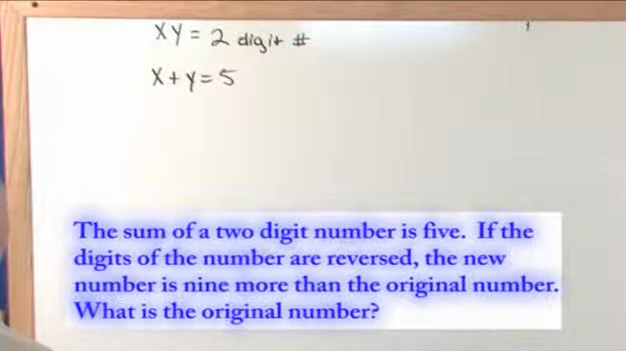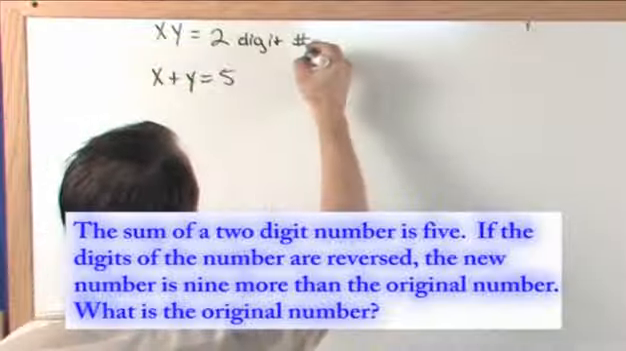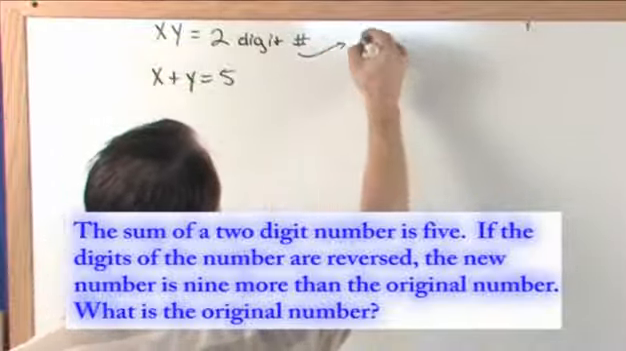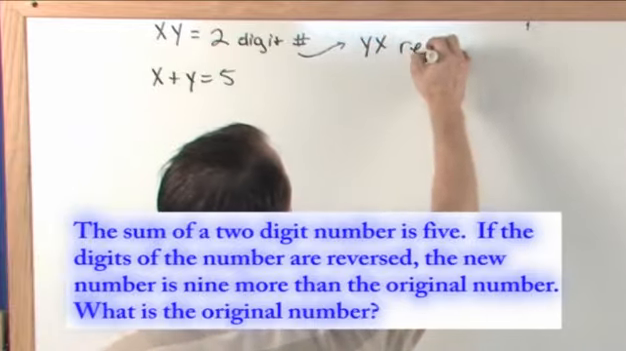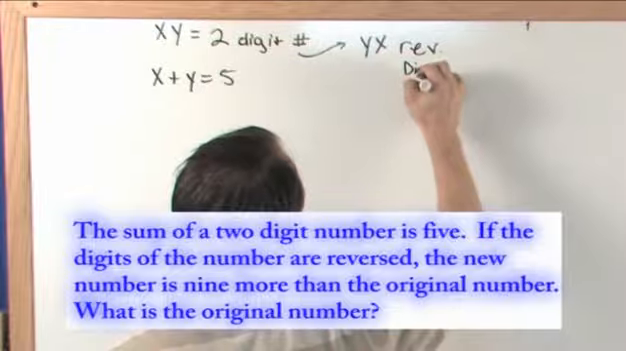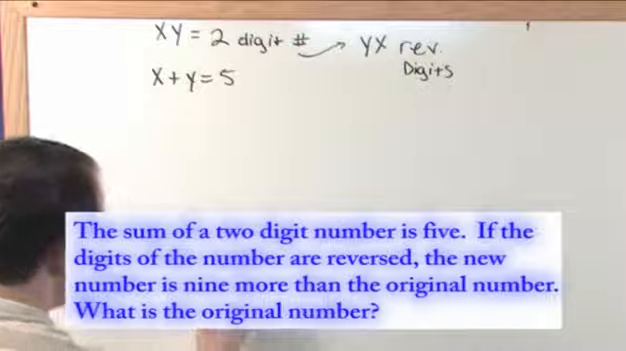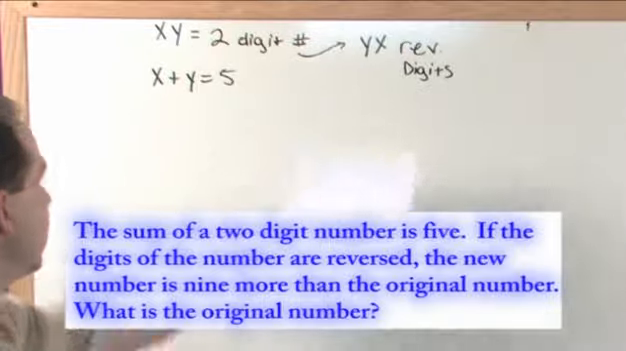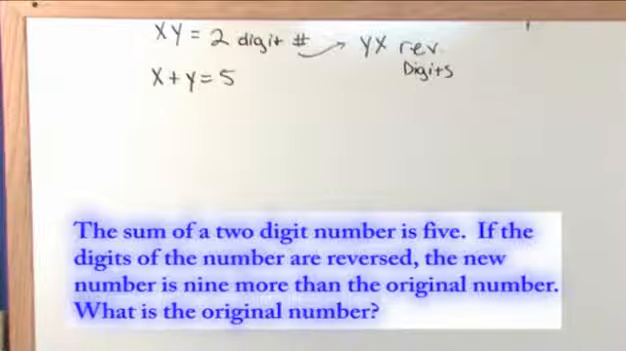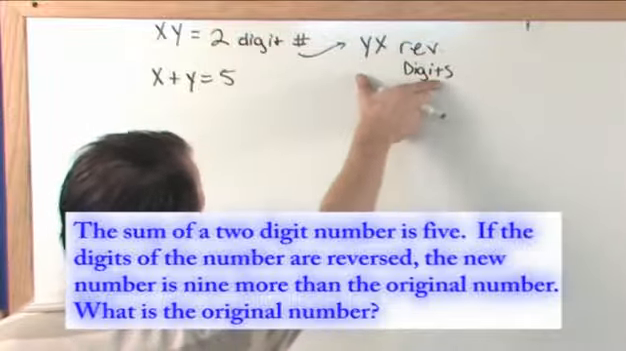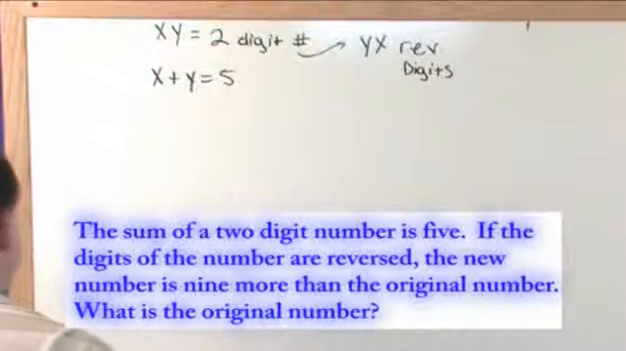Now, here's the tricky part. If this is the original number, then the reversed number is yx, the reversed digits. Think about that for a second. It's not too hard. If you have 24, then 42 would be the reverse. That's all we're doing. We reverse them. It doesn't really help us, but that's what we're doing. So what we need to say is that the reversed digits minus the original number has got to be equal to 9.